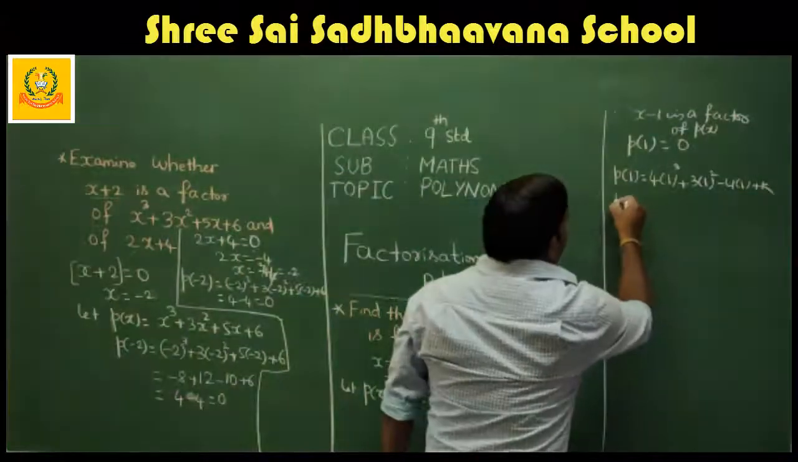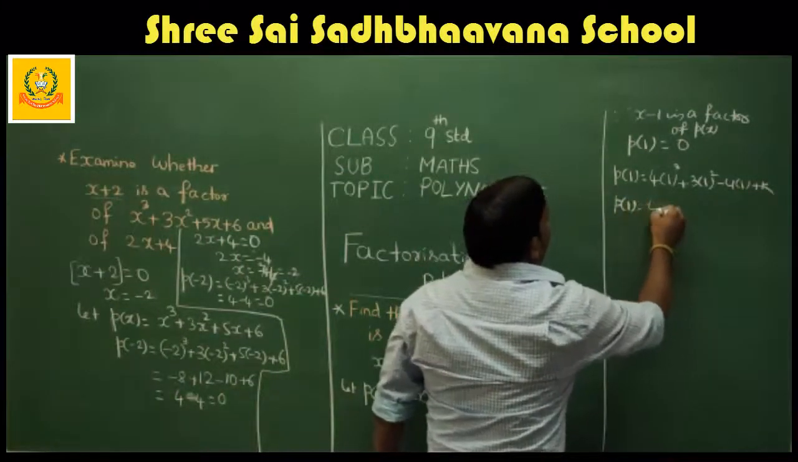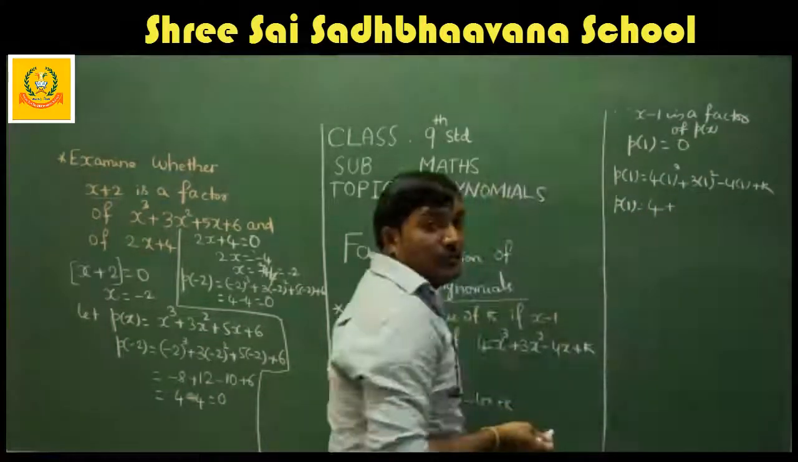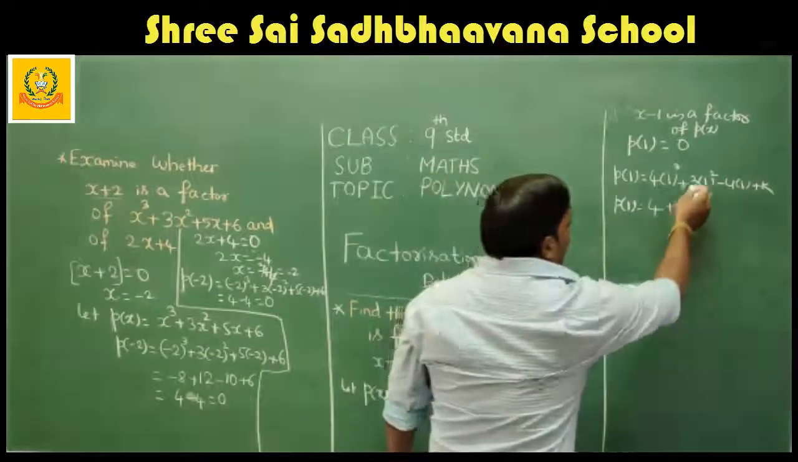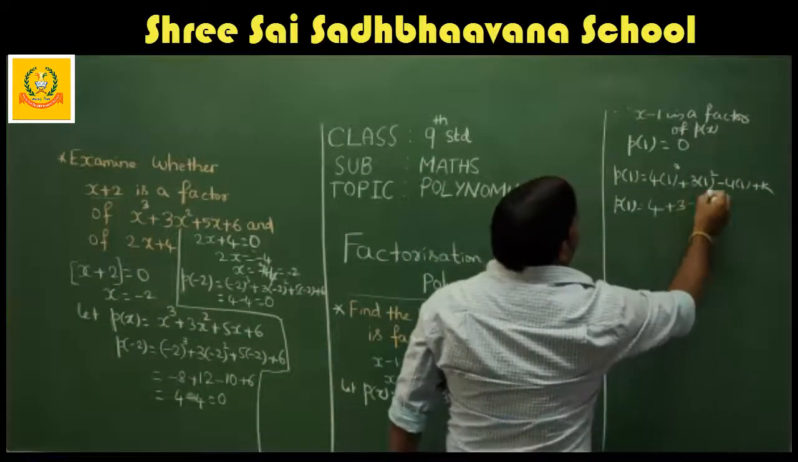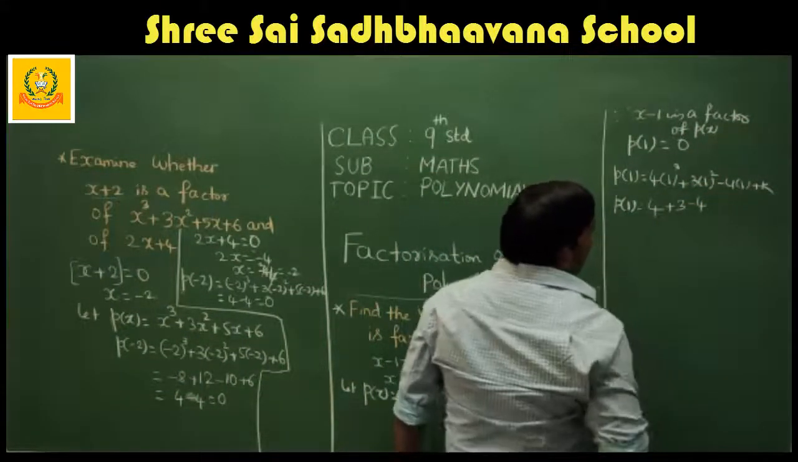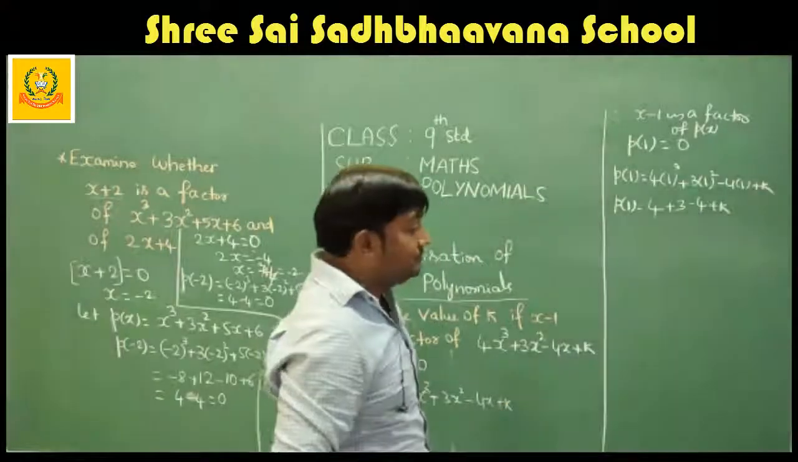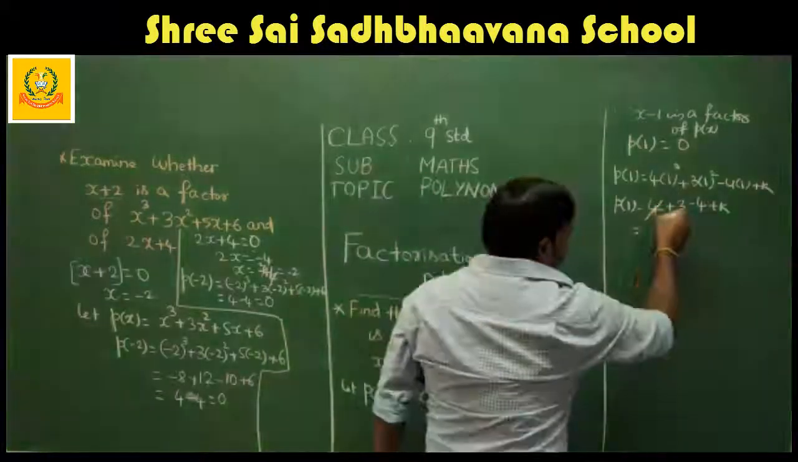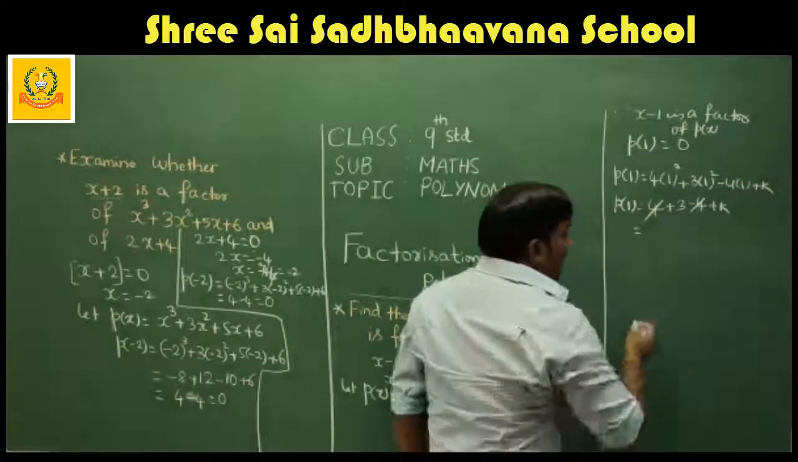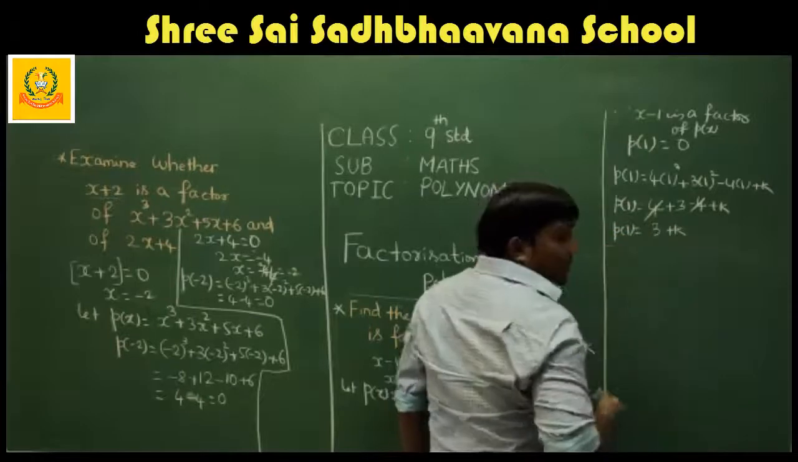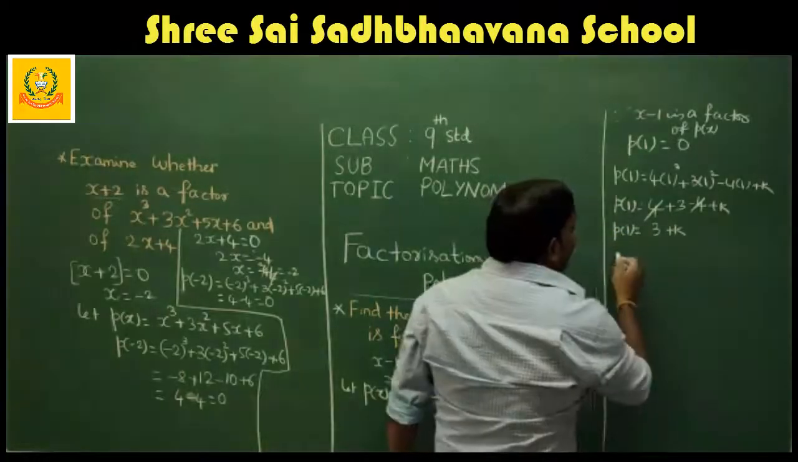So what value will you get? 4 into 1 cube, and 1 to the power of any number gives you 1, so that is 4. 3 into 1 square, again 3 into 1, is 3, minus 4 into 1, plus k. Got it? Can I cancel 4 and minus 4? You will be left with 3 plus k.